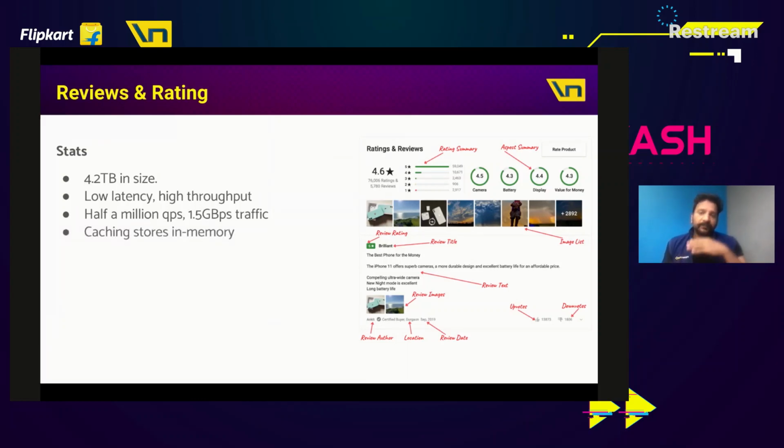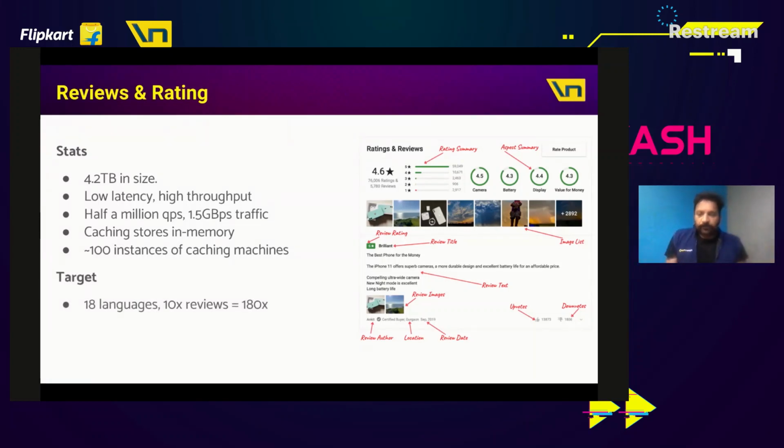And to serve this kind of data at this high throughput, at that low latency, we obviously need to store it in caching stores and in memory. We cannot afford to do a disk seek. Now, we have about 100 instances of caching machines. We've used a combination of Redis and Aerospike, the usual suspects, for caching this data in memory, and we have about 100 instances of them. Now, this was all fine. We had 4.2 TB of data, but then we ran into an interesting challenge. The challenge was ratings and reviews is mostly available in English.